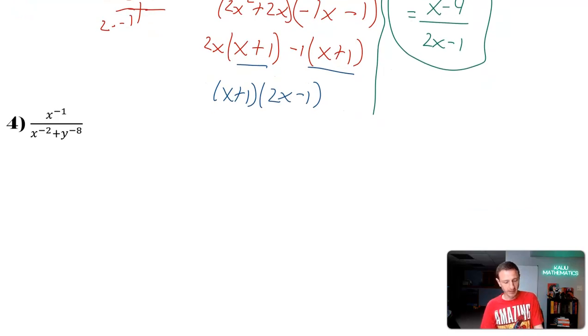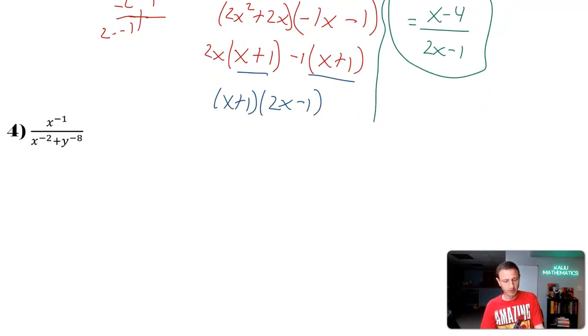Now, number 4 and number 5, the last two questions of this, we have negative exponents. So let's first rewrite it with positive exponents, and then we will see what happens. So x to the negative 1 is 1 over x. I'll write it right here. 1 over x. Over x to the negative 2 is 1 over x squared. So remember, negative exponents bring this down, bring this down.